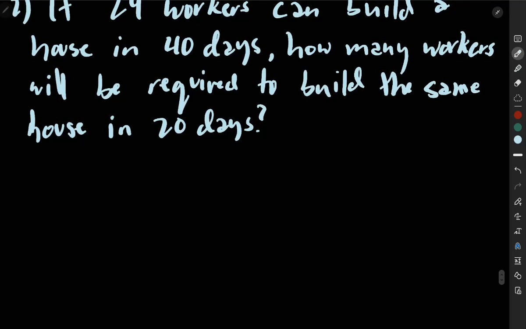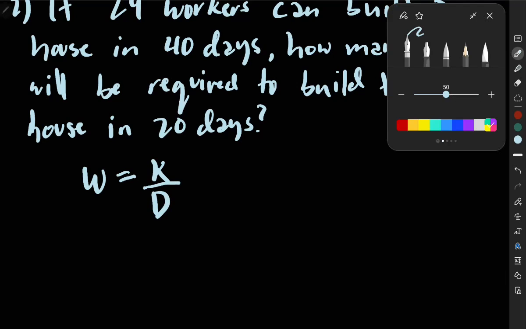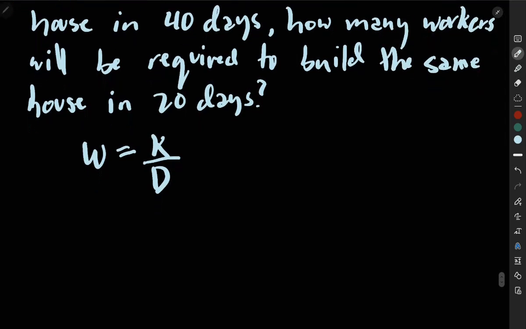All right, so it's gonna be the number of workers equals K over D. You can write it as well as D equals K over W. It's still the same answer. So there's no problem to interchange the variable as long as it's inversely proportional, as long as the K is on top and the other variable is at the bottom. That's what I mean. All right, so let's solve for K.